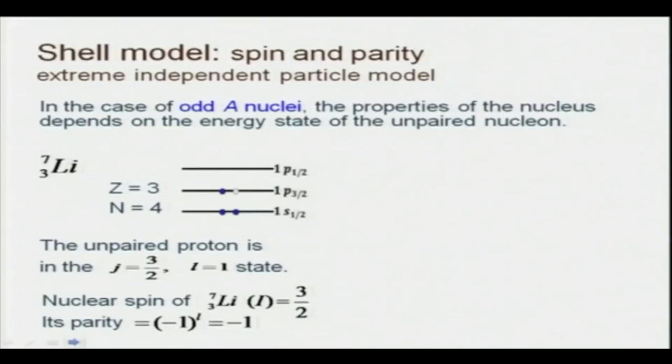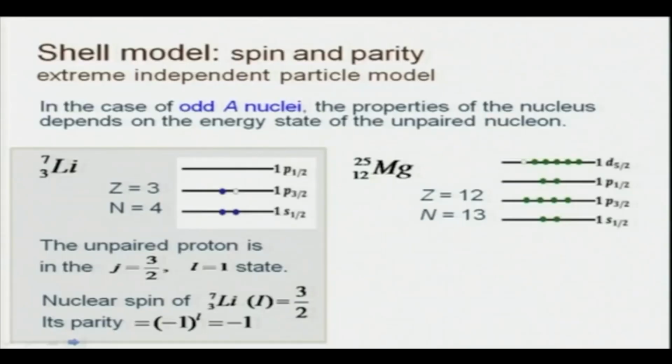And what about the parity? Parity in quantum mechanics goes as minus 1 power the orbital angular momentum quantum number L. Here it is the p state, which is L equal to 1, and minus 1 power 1 is minus 1. So, we expect lithium 7 to be an odd parity nucleus with nuclear spin 3/2, and indeed experimental observation says that this is correct.